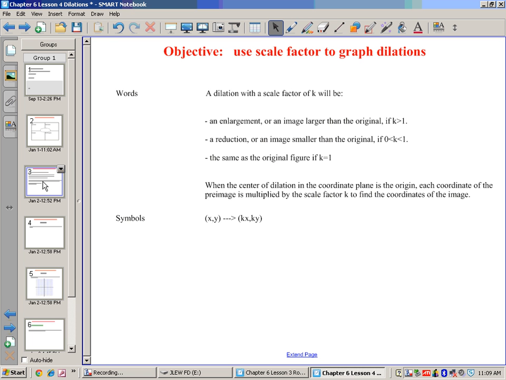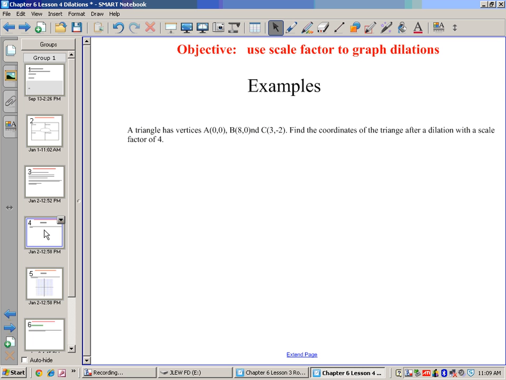Okay, when the center of dilation in the coordinate plane is the origin, each coordinate of the preimage is multiplied by the scale factor k to find the coordinates of the image. Basically, you're just going to take your x and y coordinates, multiply them by the scale factor to find the new coordinates. That is when the center of dilation is the origin. Okay, let's take a look at some examples.